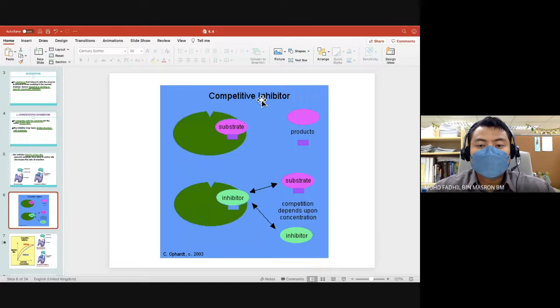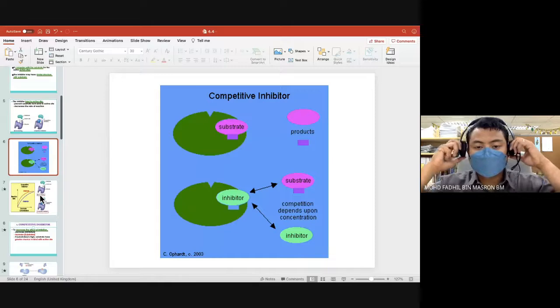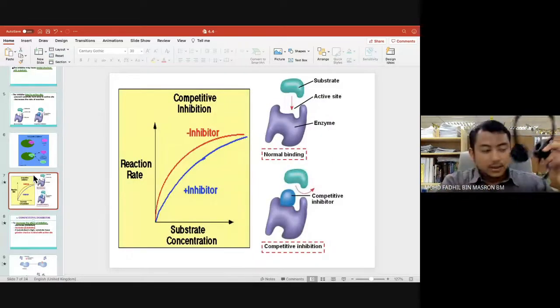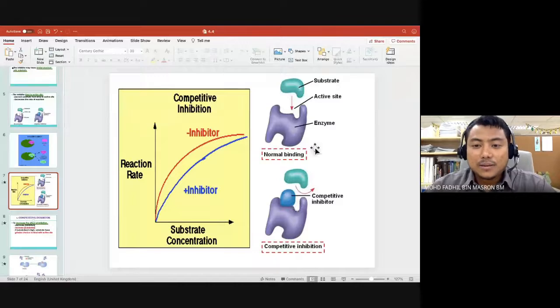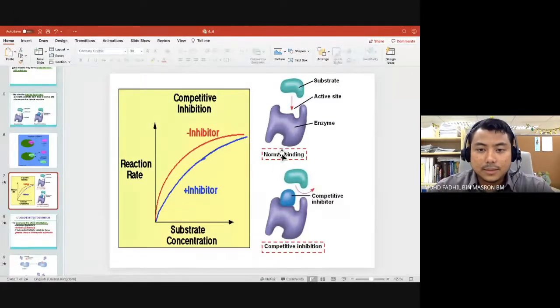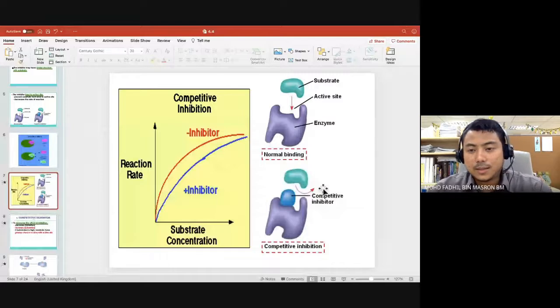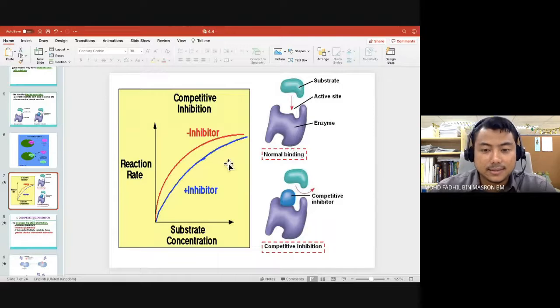So this is the diagram of a competitive inhibitor. So we have the substrate and the products dalam keadaan yang biasa, dalam keadaan normal. Tetapi bila ada inhibitor, substrate tak boleh nak bind. So diagram ini, okay. What I want to point out to you guys is not this diagram, but it is this graph.